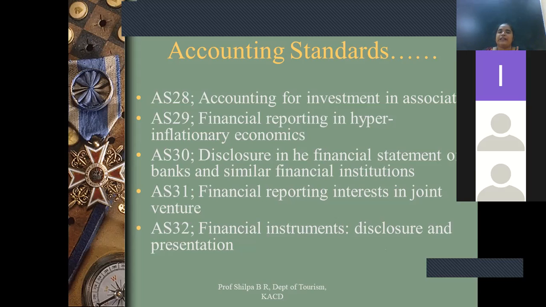So if any company is having joint ventures, the details about how much you have invested, what are the sales, returns, revenue, all these details are given under Accounting Standard 31.